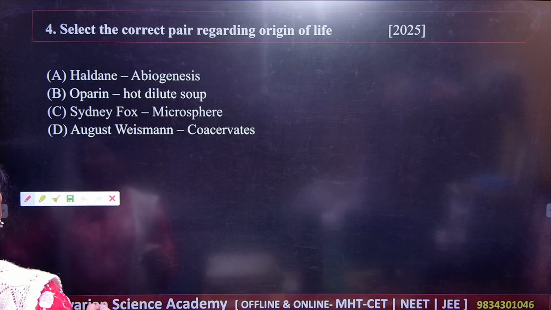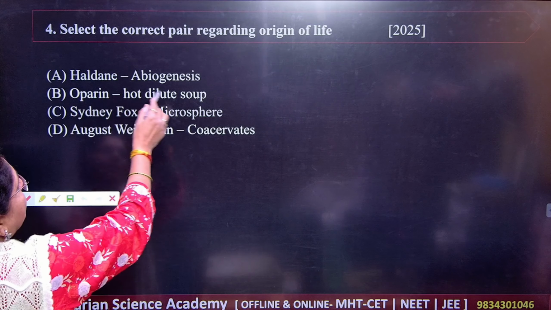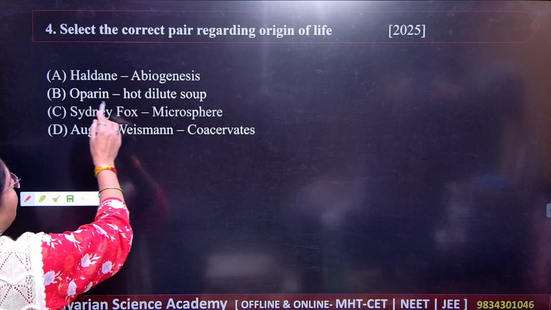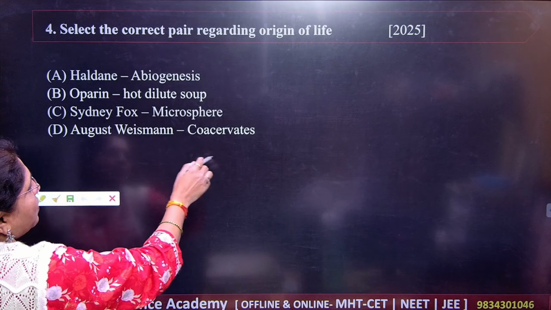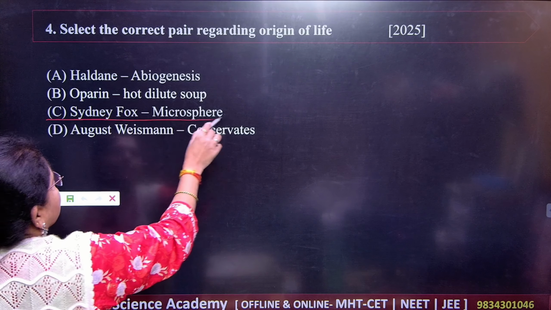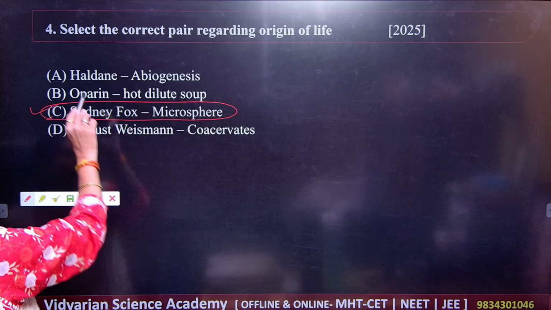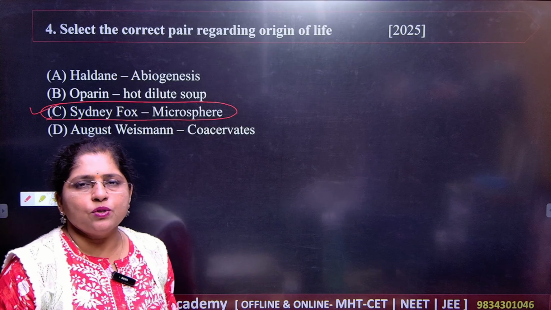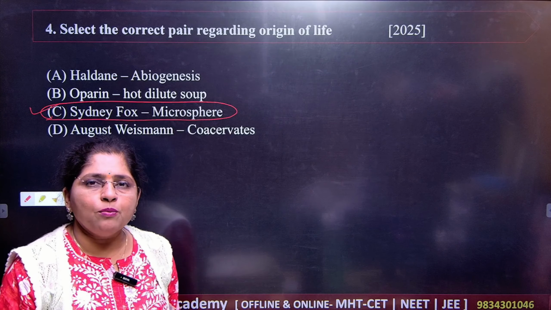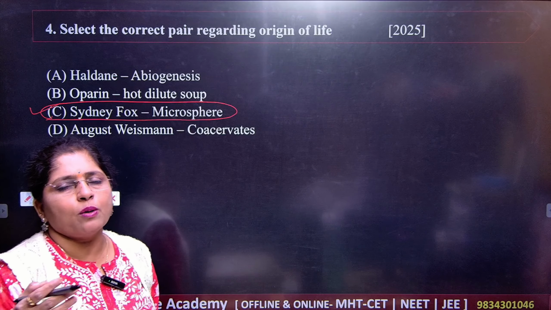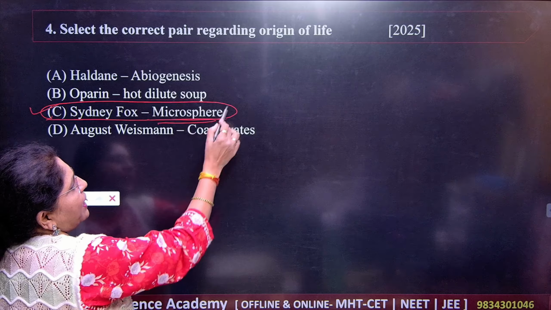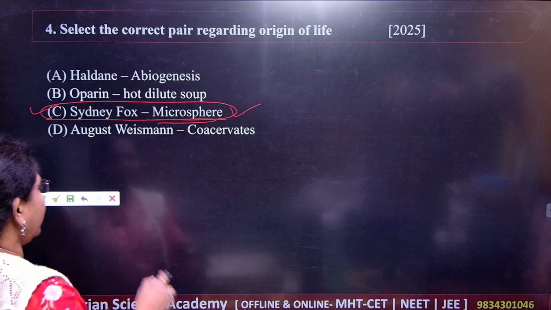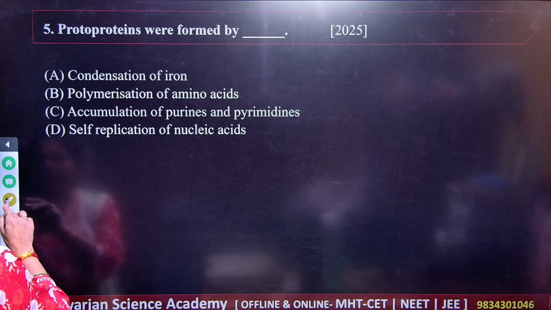What they have given us is Haldane, abiogenesis; Oparin, hot dilute soup; Sidney Fox, microspheres; and August Weismann, conservates. So your correct answer here is Sidney Fox, microspheres, which give you the aggregation of the biomolecules that lead into the formation of bunches of things, which are called microspheres. So this is your correct answer. Okay, next.